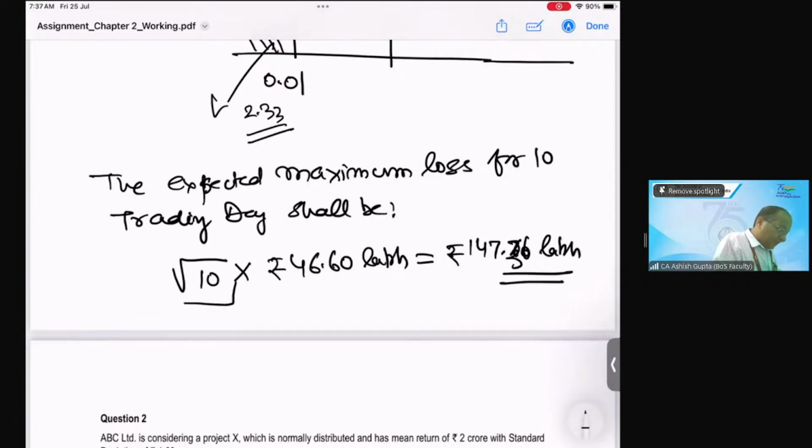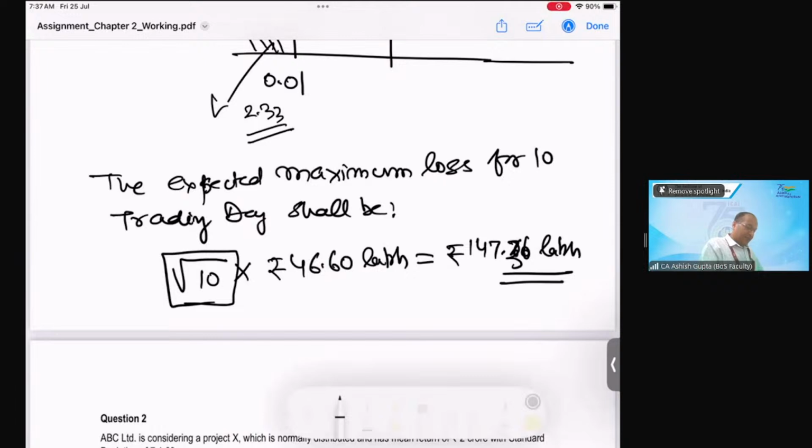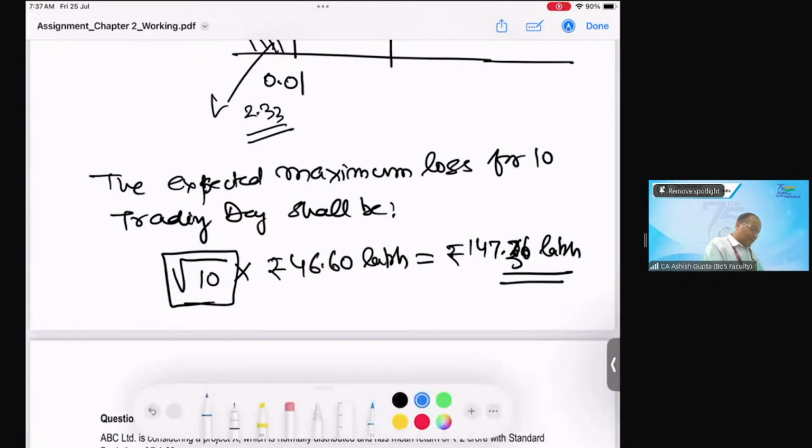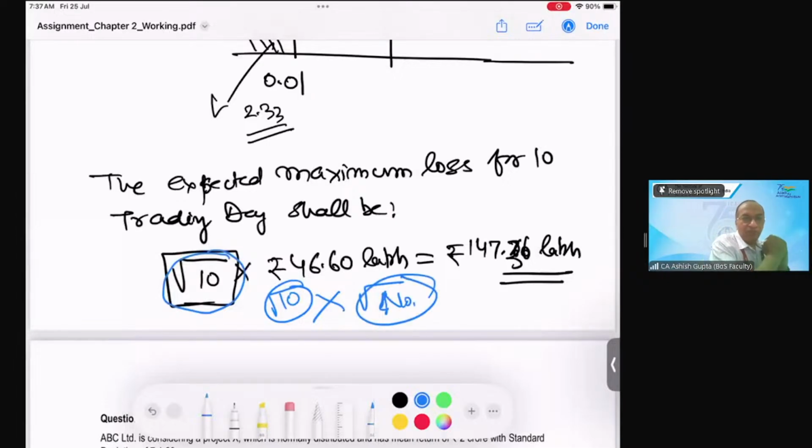So just remember one thing, we will not multiply with the direct 10, but with the square root. It is very important to note that students normally commit the mistake here. It has been observed that they normally multiply with 10. This is wrong. We have to multiply it with the square root. Please remember, whatever be the number of days, we have to multiply with the square root of the same.